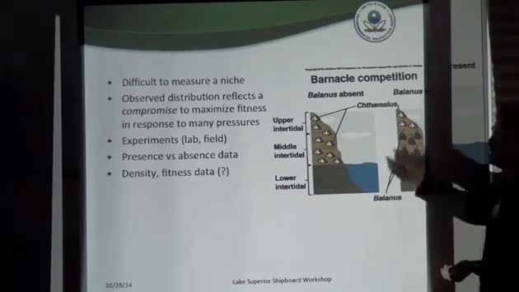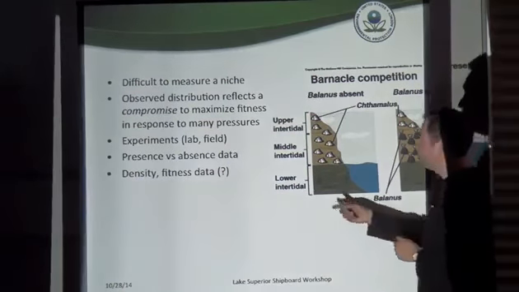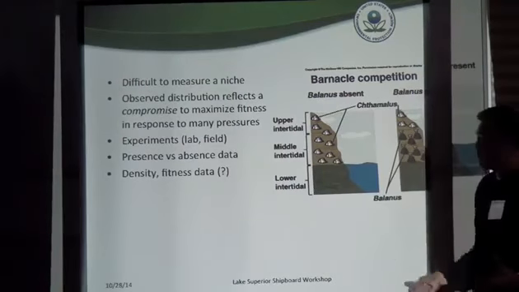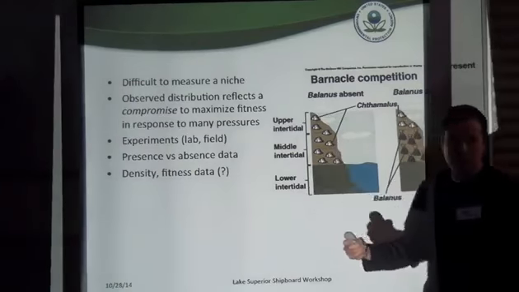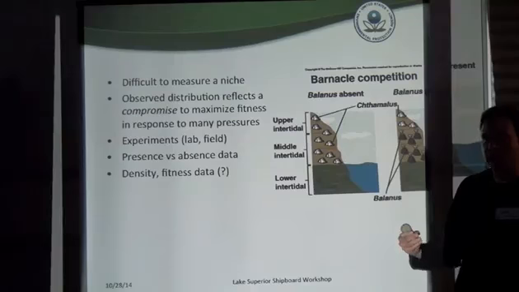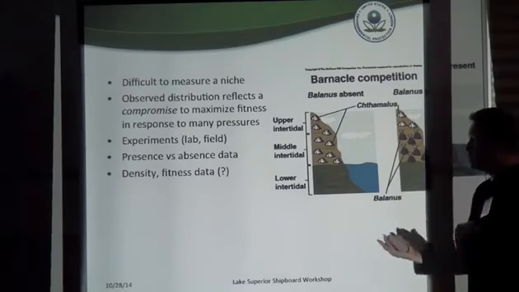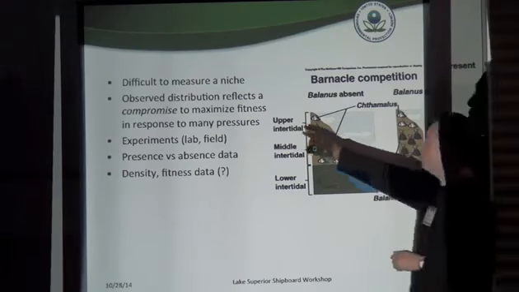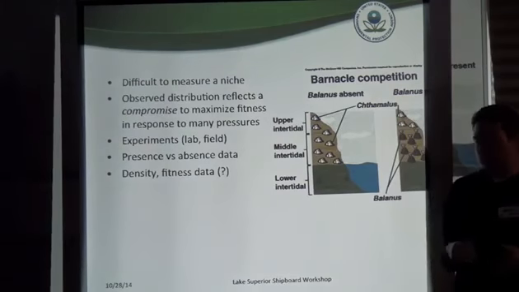But here's the problem. It's really difficult to measure a niche. Why? Well, in some sense, I just told you. It's because the observed distribution, the thing I see in the world, reflects a compromise to maximize fitness in response to many pressures. That's why it's a sphere. The sphere is the compromise it's made to not be at the edges under certain conditions, to not be always uncomfortable, maybe sometimes uncomfortable in some ways but not in others, still able to persist. So this is the realized niche, and it's very hard to understand the fundamental niche that they actually occupied in the world.